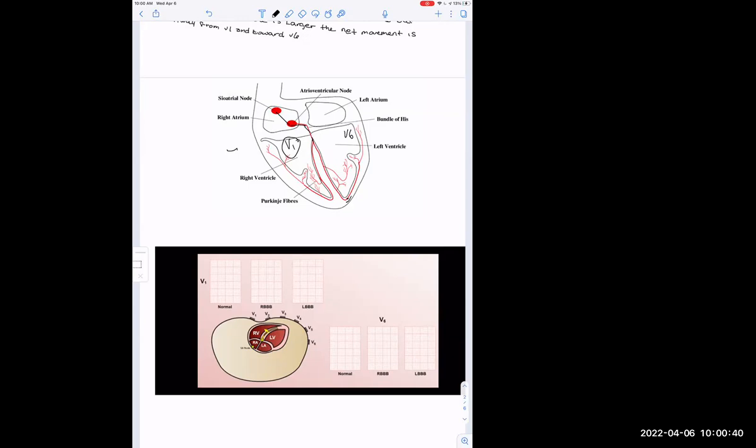So in the normal heart, if we look at V1, we have our impulse that comes down from the bundle of His and depolarizes the interventricular septum. And then roughly this depolarization propagates down the interventricular septum, and then it moves out into the ventricles simultaneously. Okay.